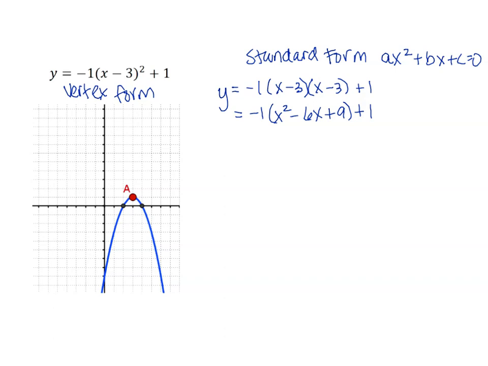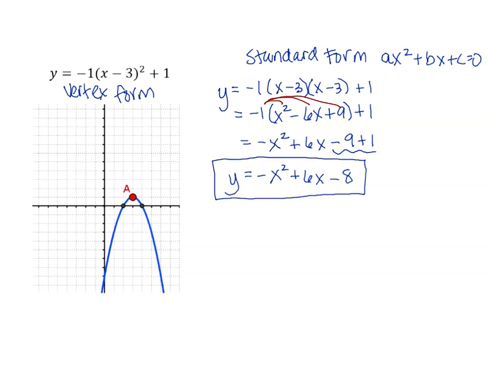Then to get rid of the parentheses, I have to take that negative 1 that's out front and distribute it. So when I distribute that negative 1, I'll get negative x squared plus 6x minus 9 plus 1. The last thing to do is to combine like terms. So then that would be negative x squared plus 6x minus 8. And now I've got my equation in standard form.